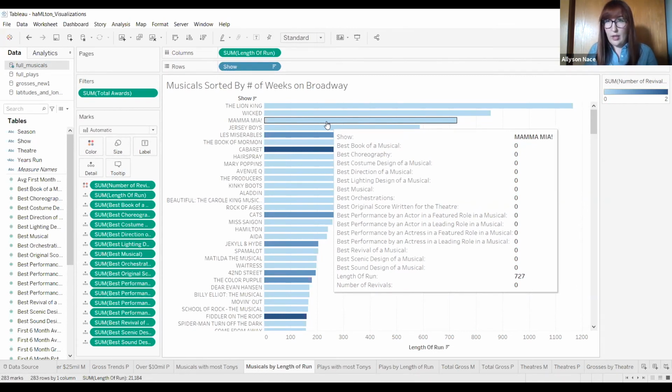I think it's also appeal and demographics, because anyone can go see The Lion King. It interests kids, it interests adults, it interests young adults. Plays aren't as widely known, so when they get a lot of awards, it stands out. Makes sense. Yeah, thank you.